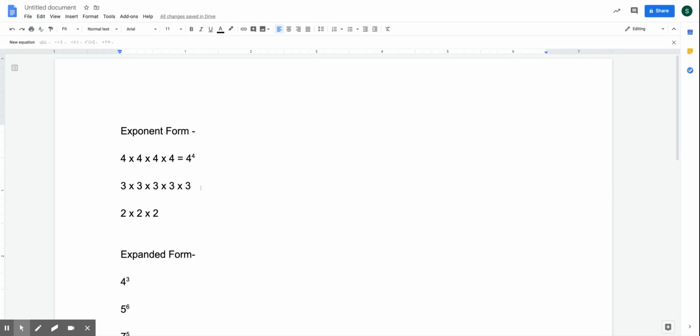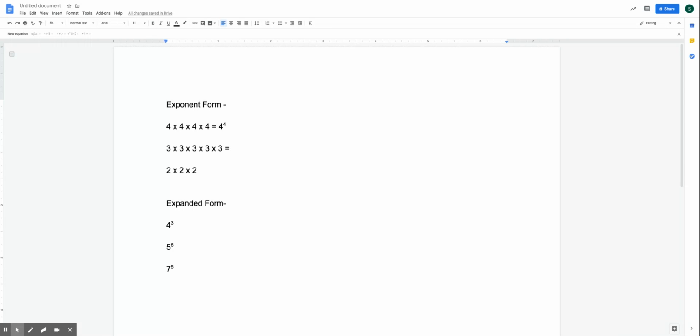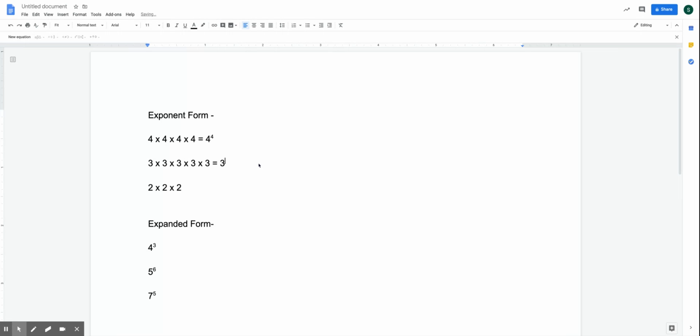Looking at the one below it, we have 3 times 3 times 3 times 3 times 3. So we have 5 3's here. So our base number will be 3, and our exponent will be a 5 because we have 5 3's that we're looking at. So 3 to the power of 5.